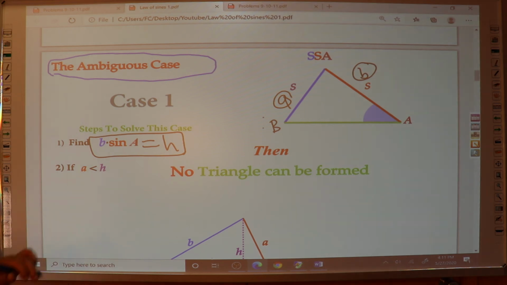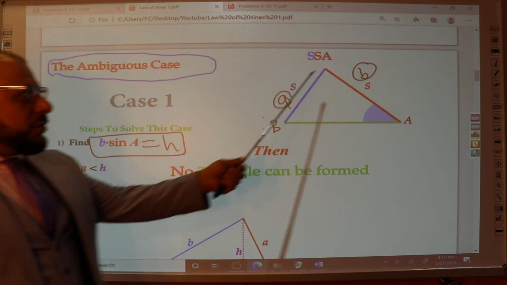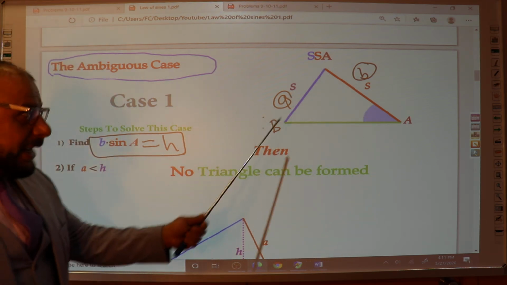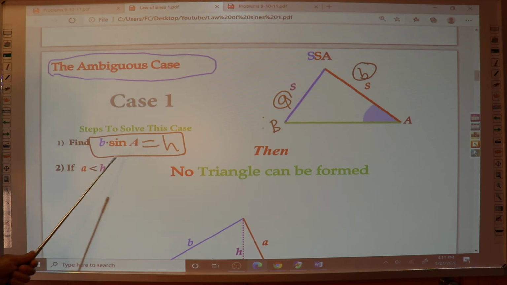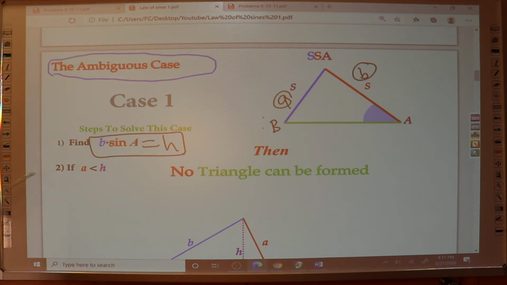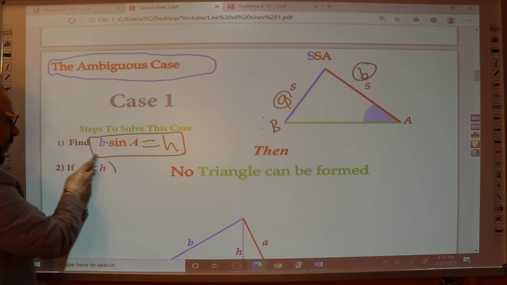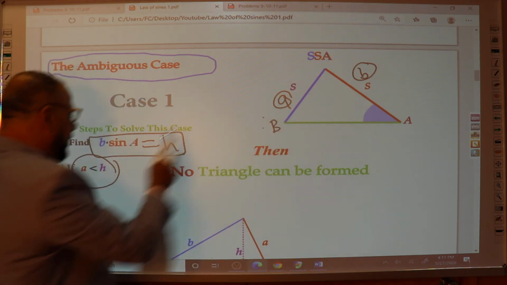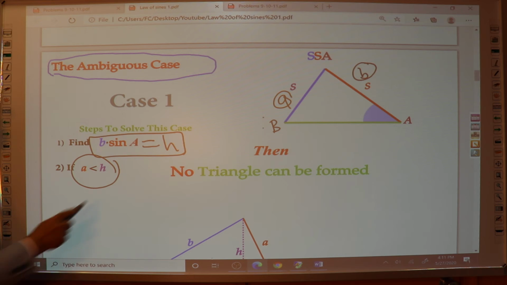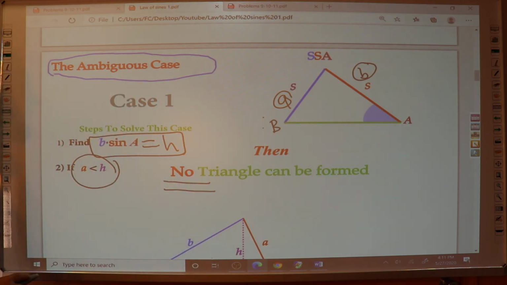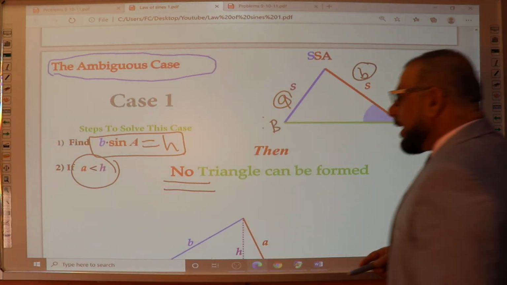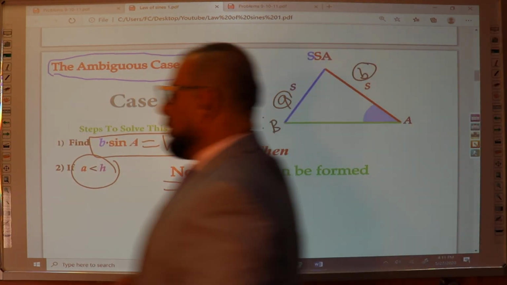The first step, when you have sides given, is to find B sine A. We have two given sides, side A and side B, and an angle. Then the first step is to do B sine A. B sine A is equal to H. Now, if side A is less than the height, then no triangle can be formed. Otherwise, I have to look at the other cases.